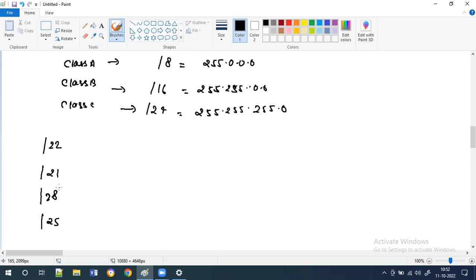Right? Now, if I want you to calculate the subnet mask for this, how would you calculate? If I have this /8, /16, /24, I can easily tell. Okay, /24 means 255.255.255.0. Right? /16, 255.255.0.0. Right? /8, 255.0.0.0. What about this guy? /22, /21, /28, /24. Right? So I will tell you 3 ways to calculate this thing. The last one is very interesting.